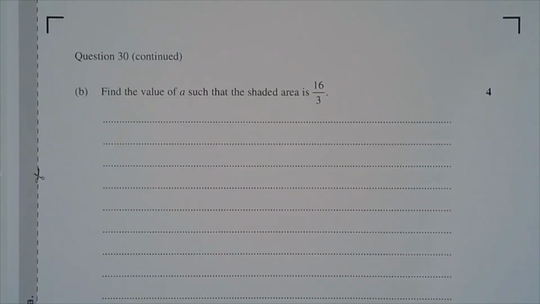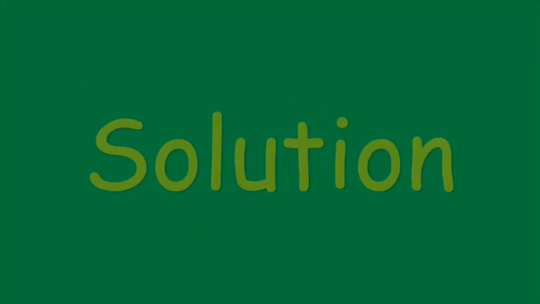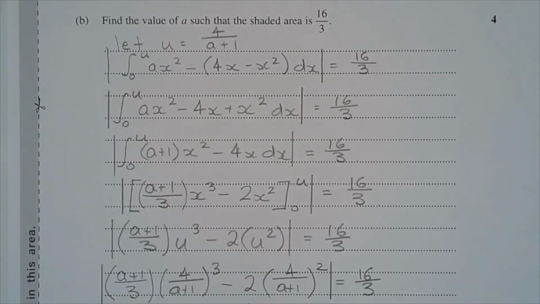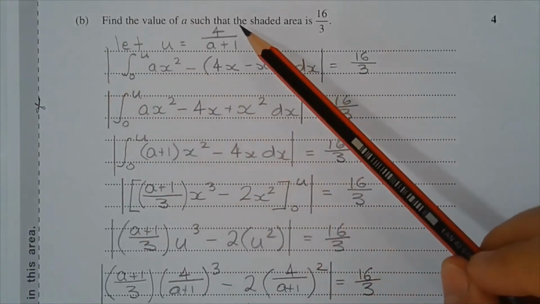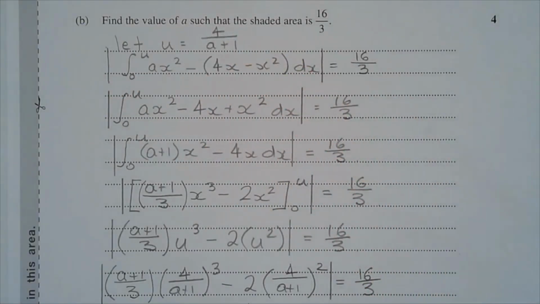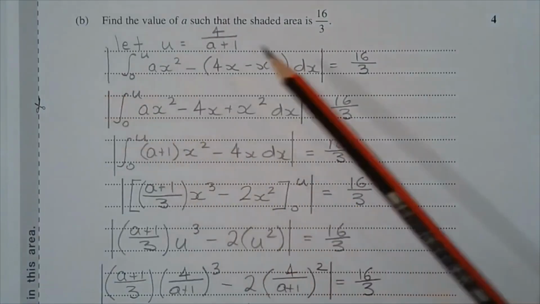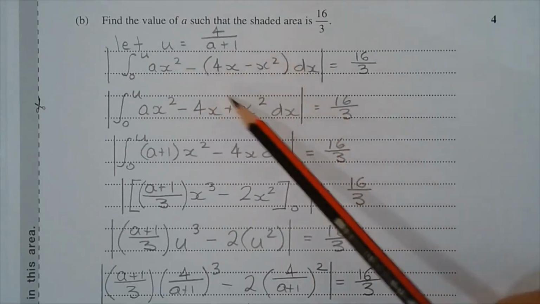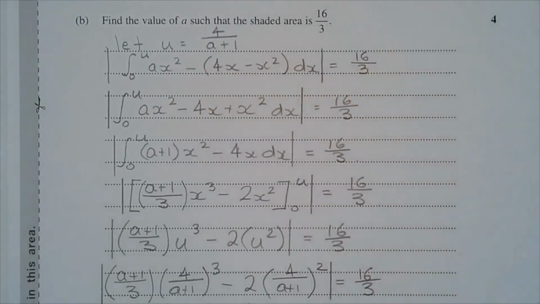Part B. Find the value of a such that the shaded area is 16 over 3. The shaded area is the area enclosed between the two curves y equals ax squared and y equals 4x minus x squared. For the sake of explanation, let u equal 4 over a plus 1. We want to solve for a the equation, the absolute value of the integral from 0 to u of [ax squared minus (4x minus x squared)] dx equals 16 over 3.